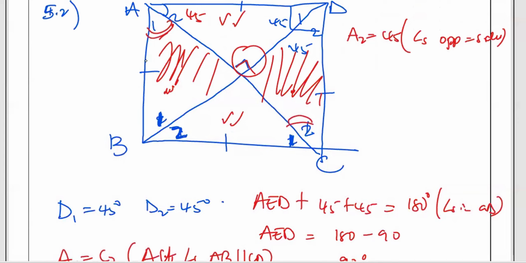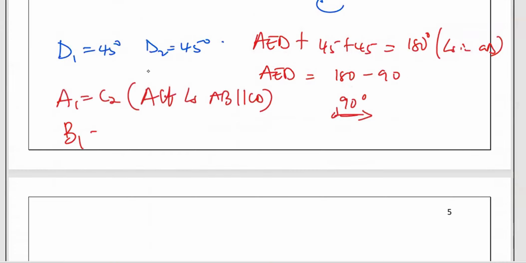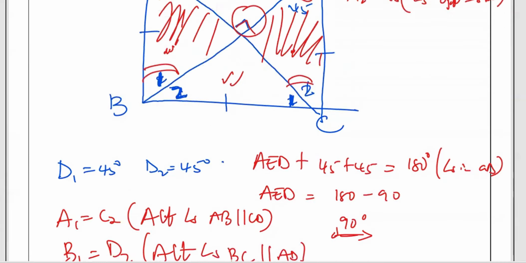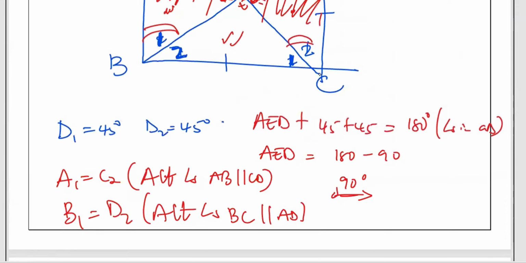Then we know that B1 must be the same as D2. Still the same reason, alternate angles because BC is parallel to AD. Now, it simply leaves us with this angle here and this angle, which will be the same because these are vertically opposite. So I'll say AEB is the same as CED.